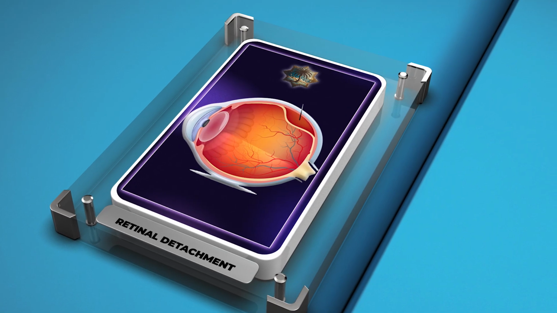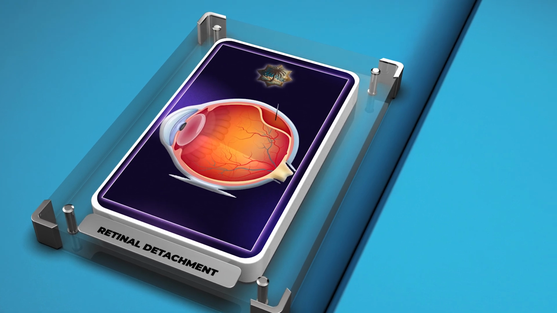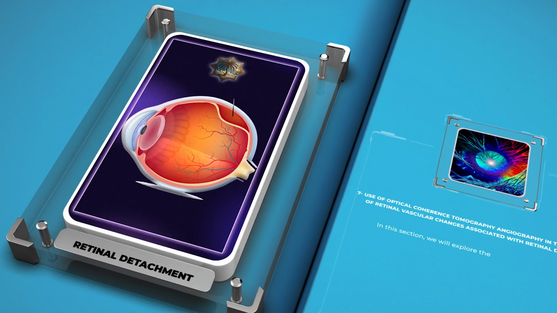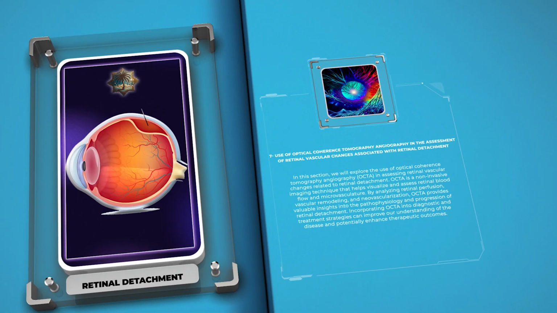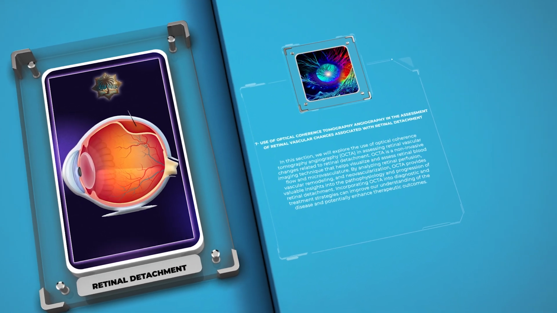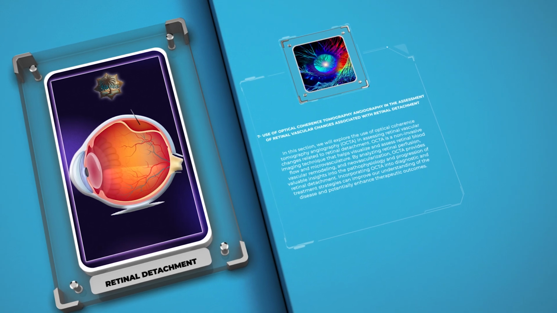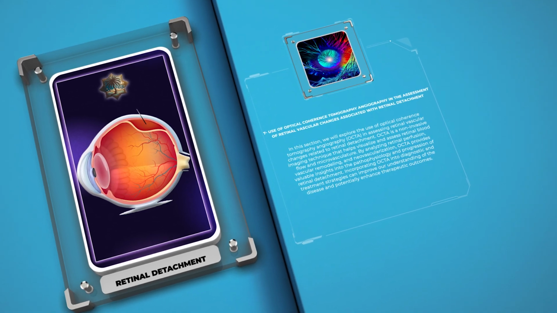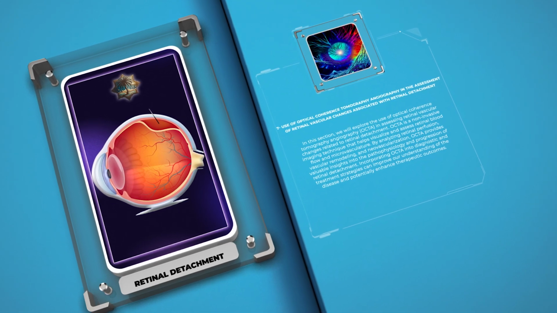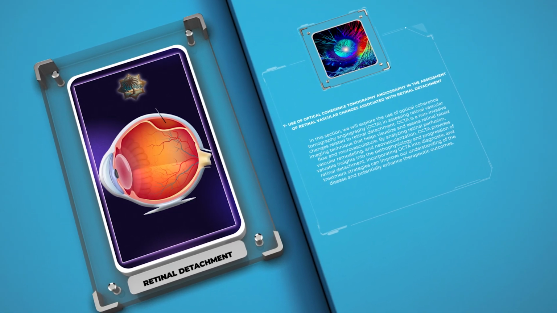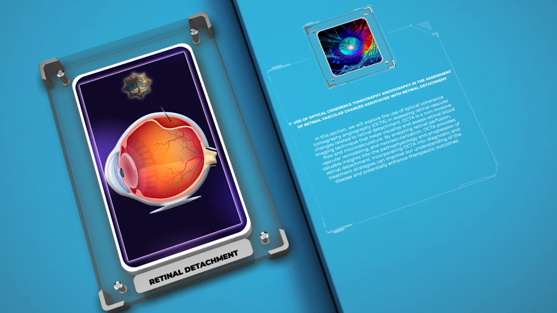In this section, we will explore the use of optical coherence tomography angiography, OCTA, in assessing retinal vascular changes related to retinal detachment. OCTA is a non-invasive imaging technique that helps visualize and assess retinal blood flow and microvasculature. By analyzing retinal perfusion, vascular remodeling, and neovascularization, OCTA provides valuable insights into the pathophysiology and progression of retinal detachment. Incorporating OCTA into diagnostic and treatment strategies can improve our understanding of the disease and potentially enhance therapeutic outcomes.